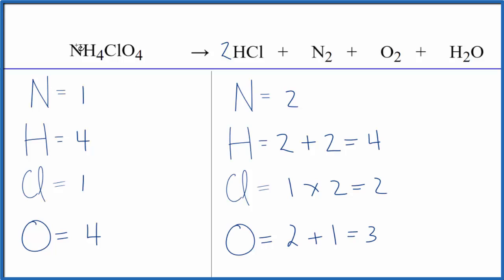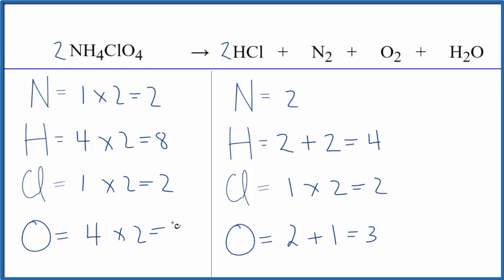Might as well just put a 2 in front of the ammonium perchlorate. 1 times 2, that gives us 2 of the nitrogens. The 4 times 2, 8 hydrogens. 1 times 2, so that does balance the chlorines even though the hydrogens aren't balanced now. And then 4 times 2, that gives us 8. We said we were leaving the nitrogens and oxygens till last.